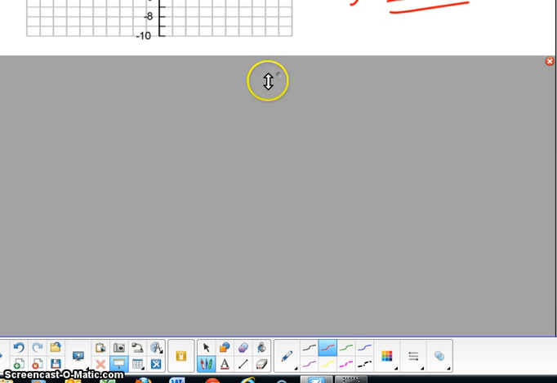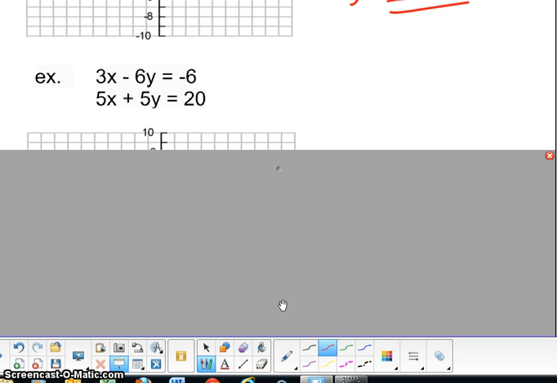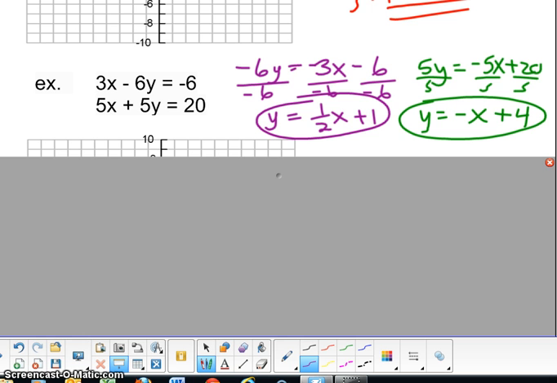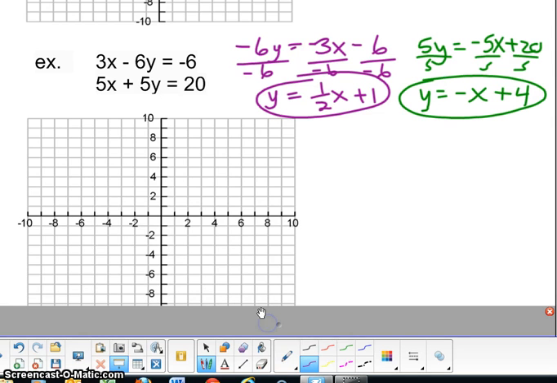The next one is 3x minus 6y equals negative 6, and x plus y equals 4. So go ahead and push pause and solve for y. Okay, so let's check your answer. So hopefully you have both the purple equation and also the green equation. So now let's go ahead and graph both of them and see if we can find an intersection point.